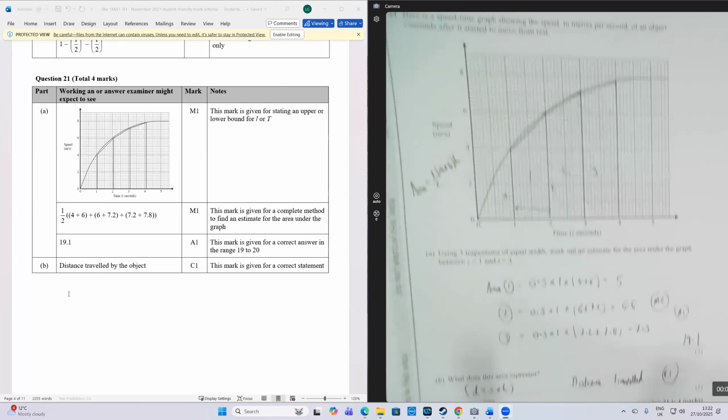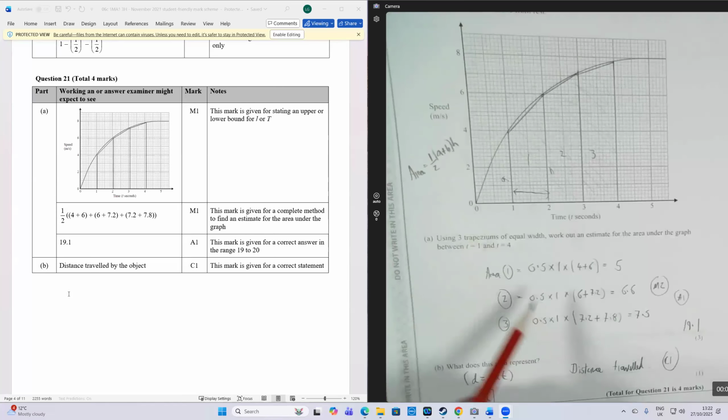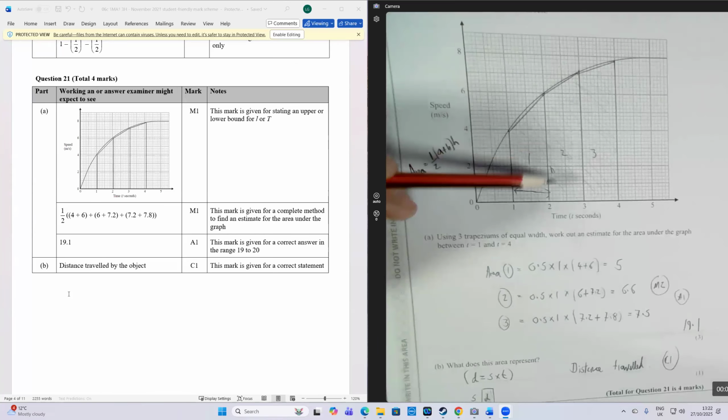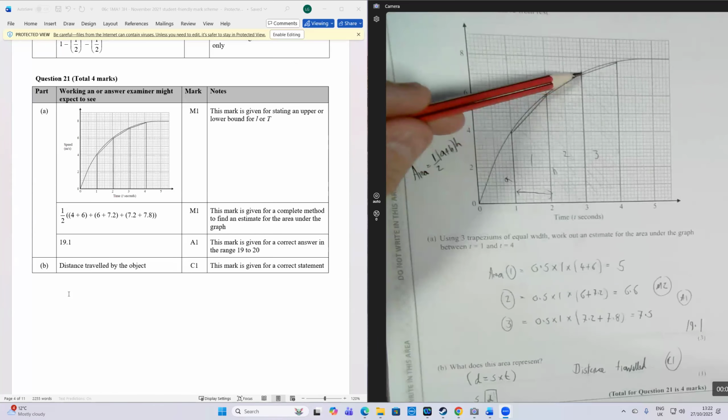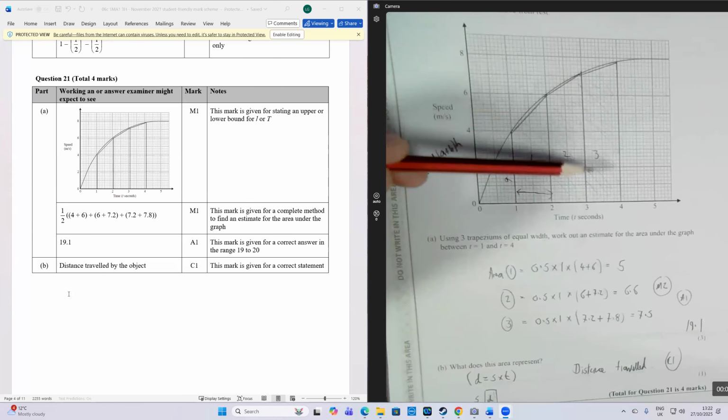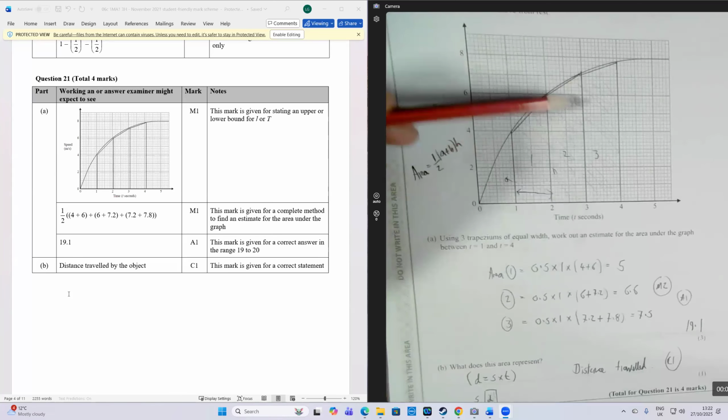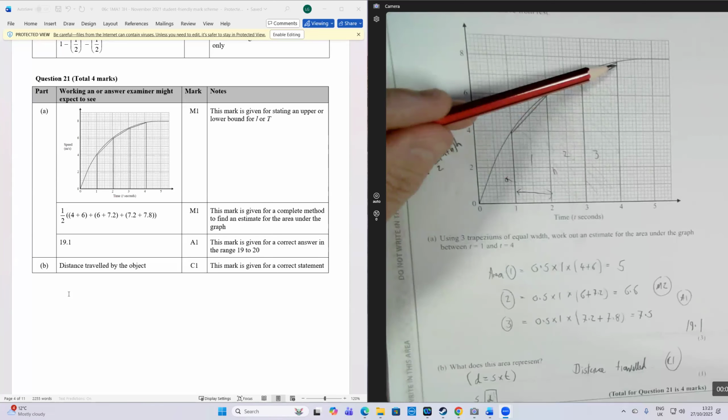So that's 5. We do the same with the next trapezium. A half times 1 times 6 add 7.2, because that's what that one is. And then finally, the last one, it's going to be a half times 1 times 7.2 add 7.8.